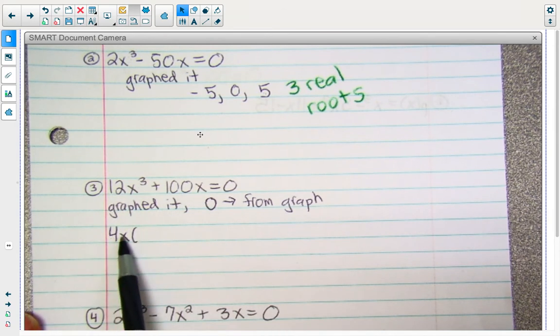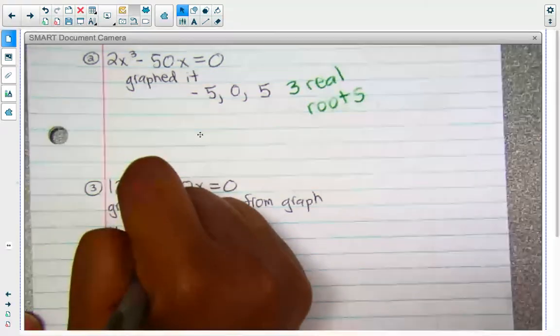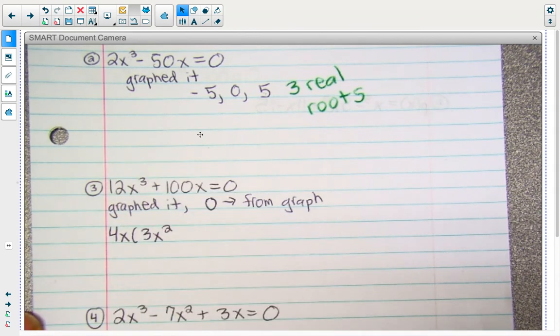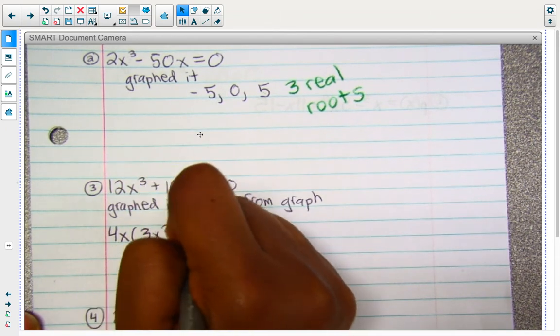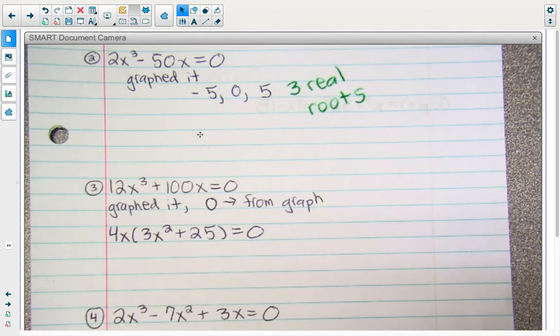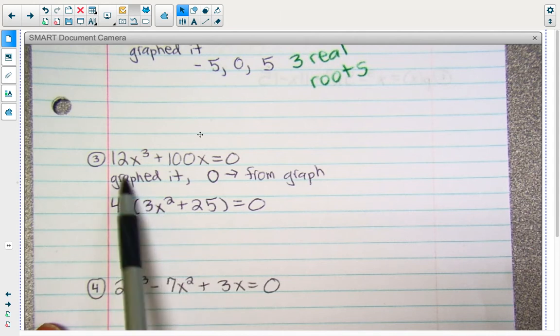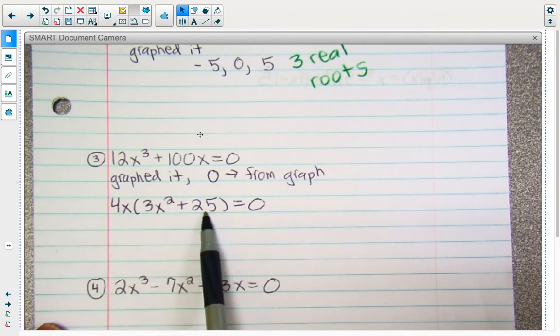So if I take away a 4 and an x from here, how do I get this back? It'll be 3x squared. And 4x times what is going to give me 100x? That's going to be 25. And set that equal to 0. The great thing with factoring is I can double check myself. 4x times 3x squared is 12x to the third, so we did a good job there. 4x times 25 is 100x, so we did a good job there.